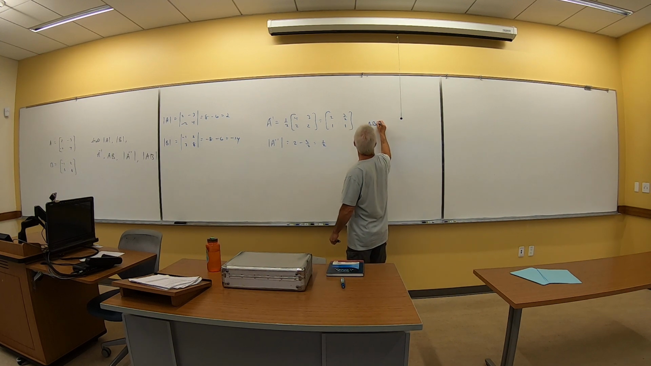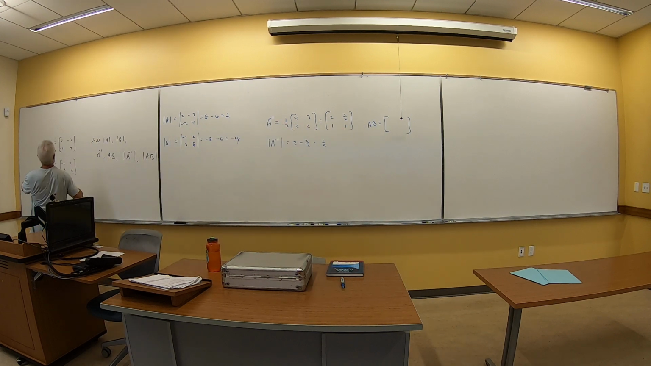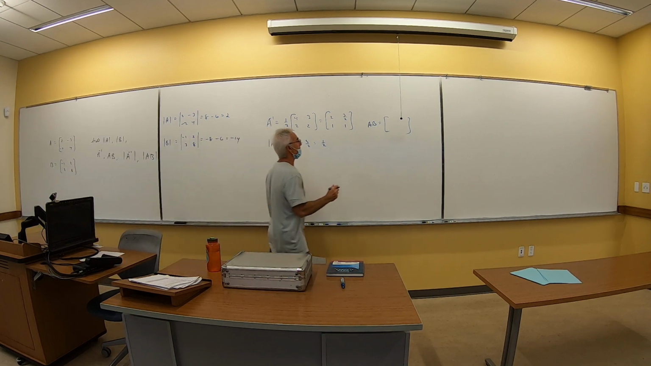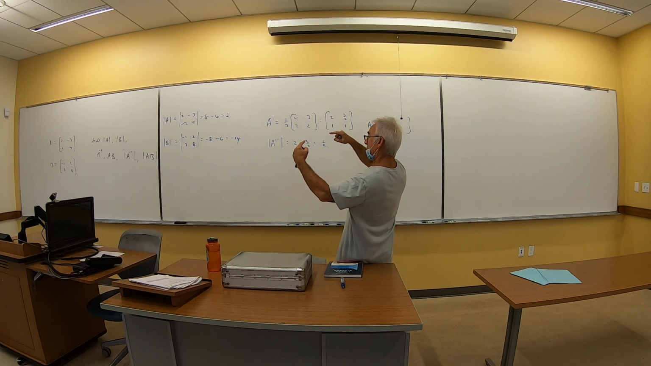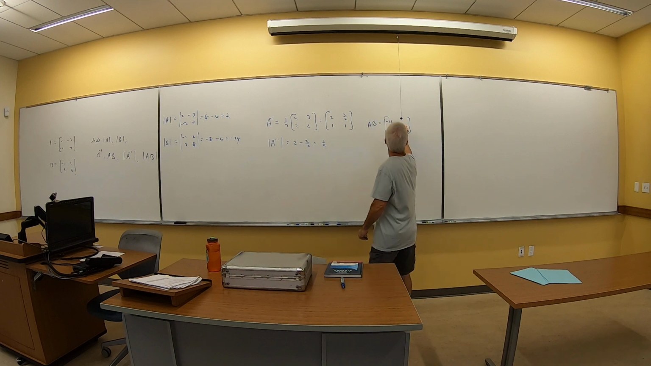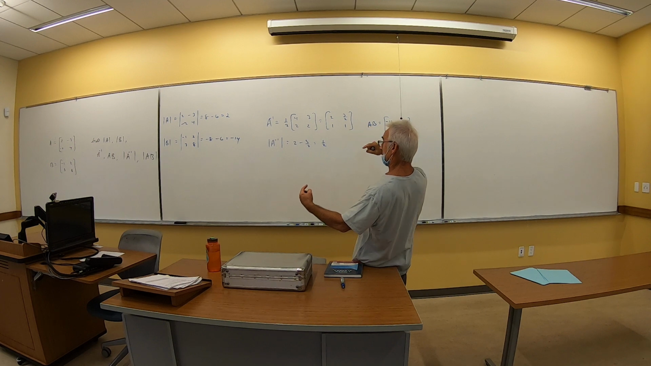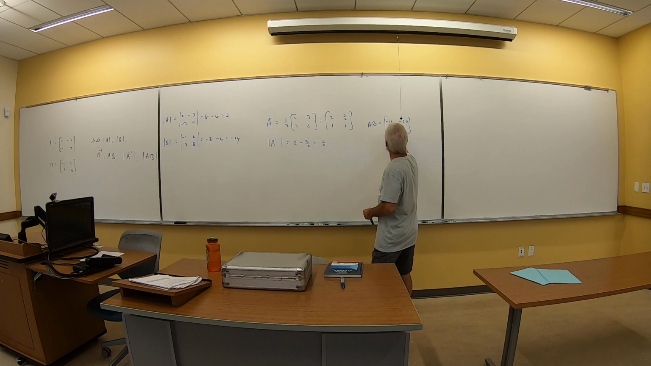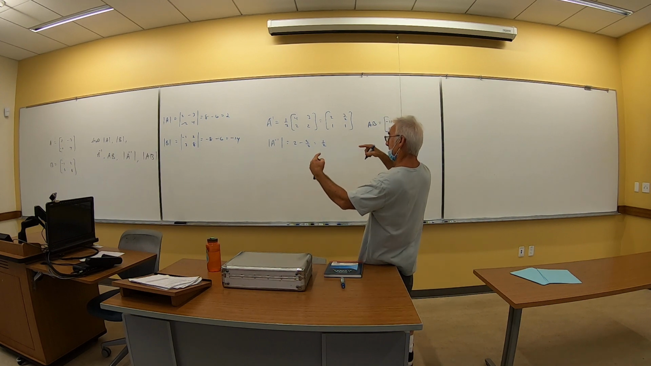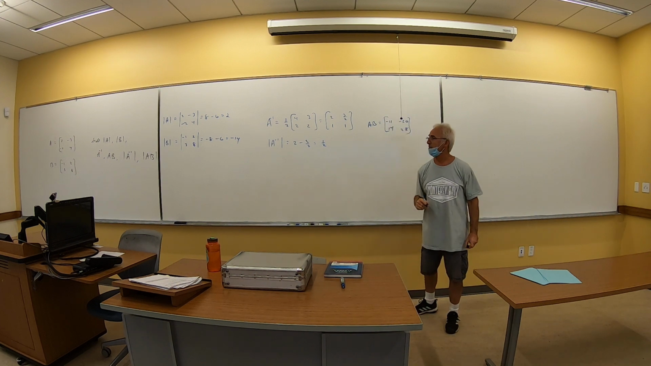AB. So let's do AB. So we're going to have -2, -9 is -11. Then I'm going to have 4 minus 24, that's -20. Then I'm going to have 2 plus 12, that's 14. And then finally, -4 plus 32, that's 28. Did I get that right?